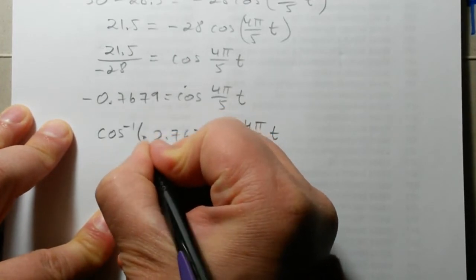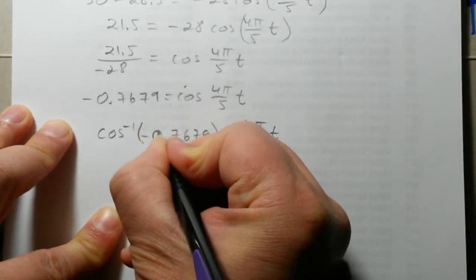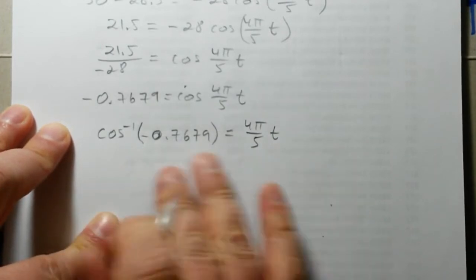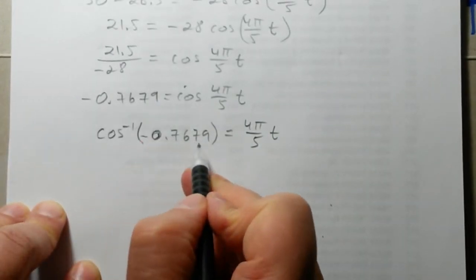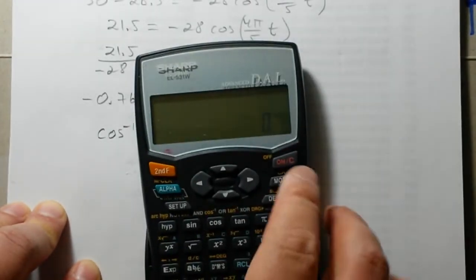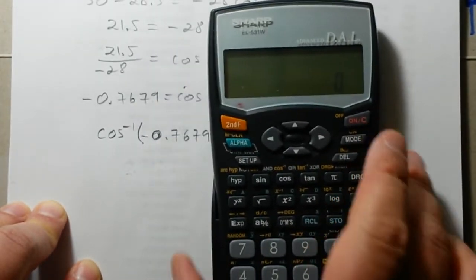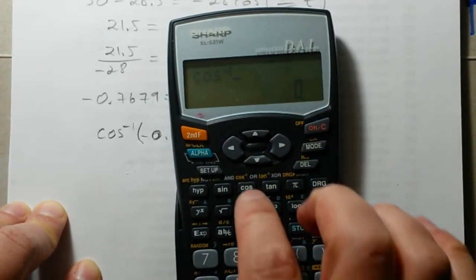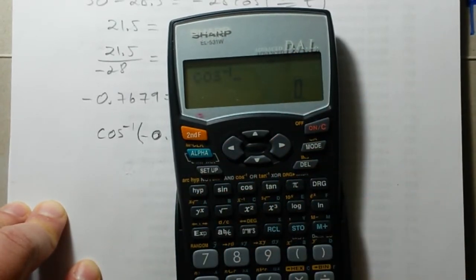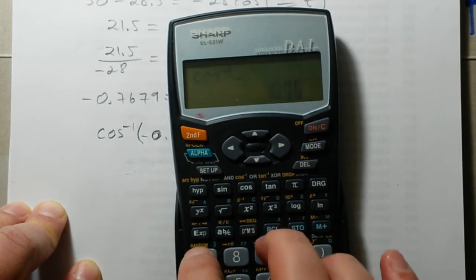I know it's a video, it's kind of rushing a bit. Okay, let's repeat that part again. Cosine inverse of negative 0.7679. So let's put that in the calculator. Make sure it's in radians because we're dealing with radians. And then we start again. Cosine inverse of negative 0.7679.